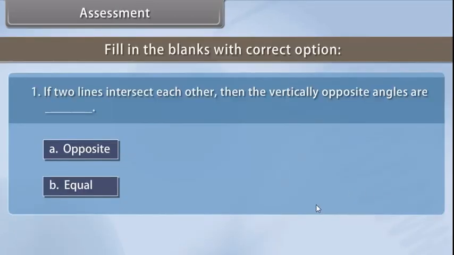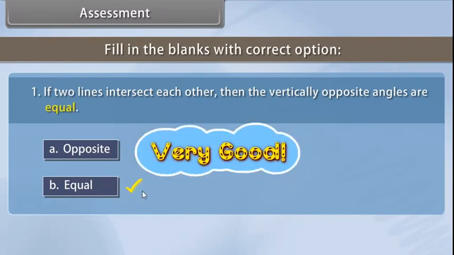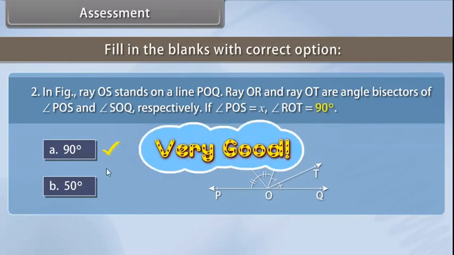Assessment. Now answer the given questions. Fill in the blanks with the correct option. Very good. Very good.